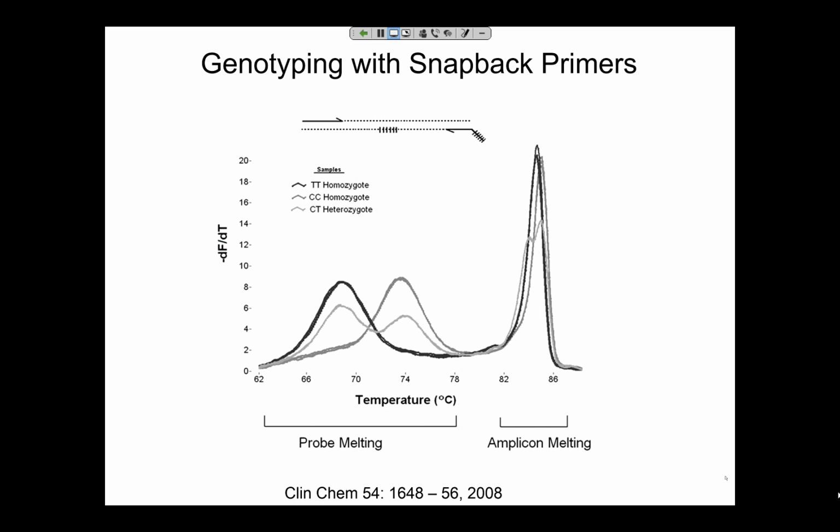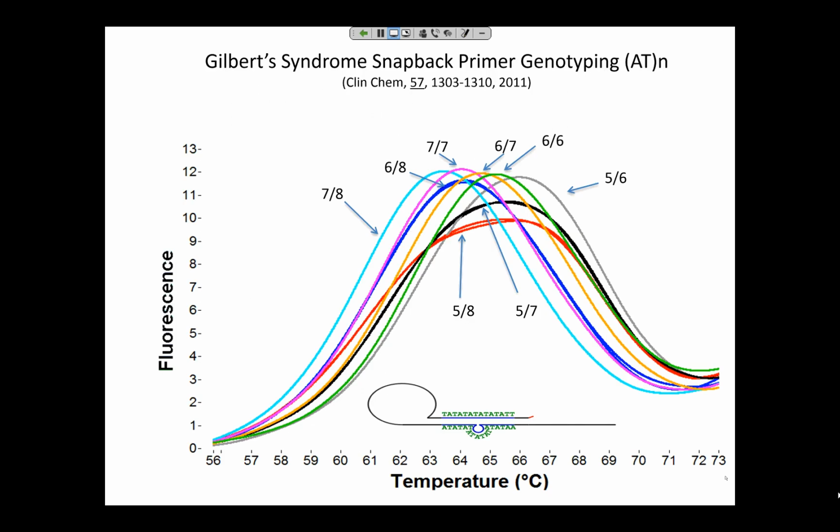Here is one complex example of using a snapback primer to genotype, in this case, an AT repeat that's responsible for Gilbert's syndrome. So the snapback primer interrogates that region of the AT repeat. And depending on the length of the repeat, the melting analysis gives you different curves when you have instrumentation capability to perform high-resolution melting. So this was an example of a snapback primer.